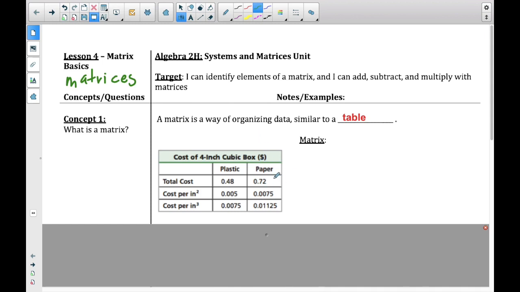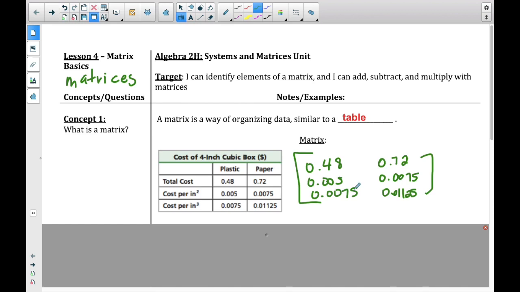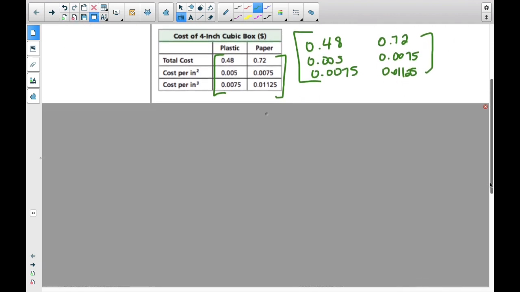If you have a table, it's very similar. If I had this table, I could organize this information into a matrix just by rewriting the same numbers and taking off the words. So I can just rewrite this and have the same information, but in a matrix. The advantage is that we can do a lot of stuff with matrices, and we know how to do some operations with them. So there is my matrix that I created just by taking this table and putting it into matrix form. That's what a matrix looks like, and that's what a matrix does.